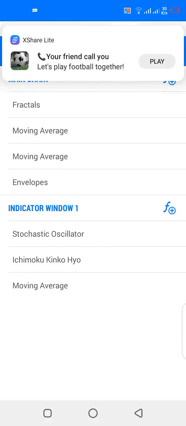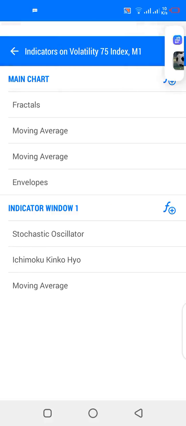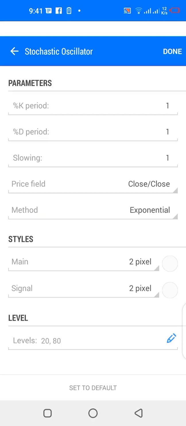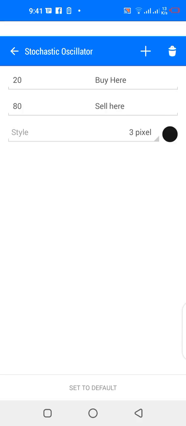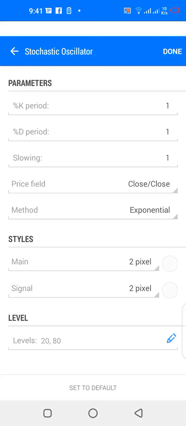All right, then on indicator window 1, we have the stochastic oscillator. The parameters are percentage K period 1, percentage D period 1, slowing is 1, price field is close, method is exponential. Now the color of the main and the signal stars will match the background color. The levels will be 20 and 80. 20 for buy situation, 80 for sell scenario.